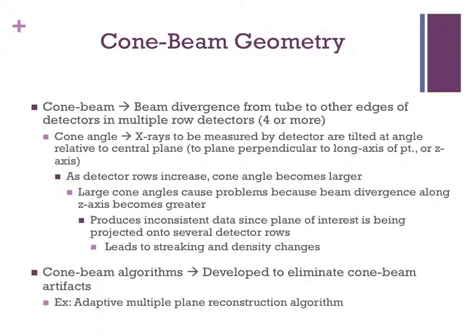The larger cone angles cause problems because beam divergence along the z-axis becomes greater. And this produces inconsistent data since the plane of interest is being projected onto several detector rows. And this leads to streaking and density changes. The cone beam algorithm was developed to eliminate the cone beam artifacts that we just mentioned. And one example of a cone beam algorithm is the adaptive multiple plane reconstruction algorithm.